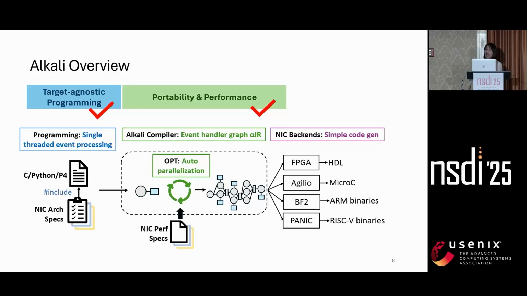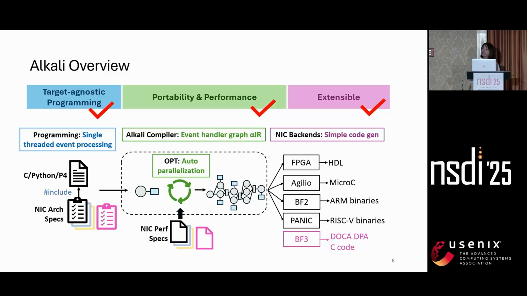The optimized IR graph is then sent to the target NIC's backend, where it generates the low-level code that can run on the target NIC. In Alkali, when adding support for new hardware, the effort is minimized. You just need to implement the code generation logic for the target NIC, as well as provide the architecture spec and the performance spec. So this achieves extensibility.